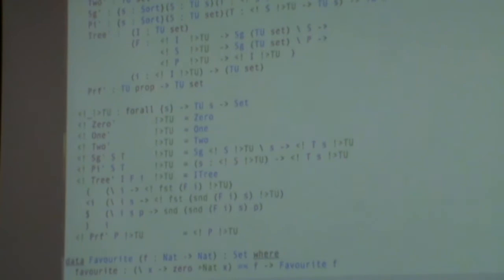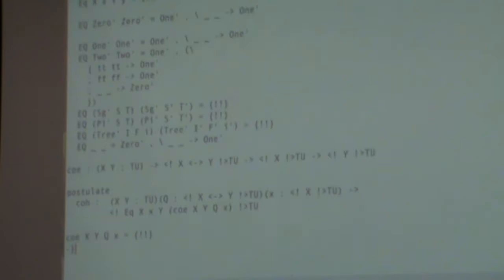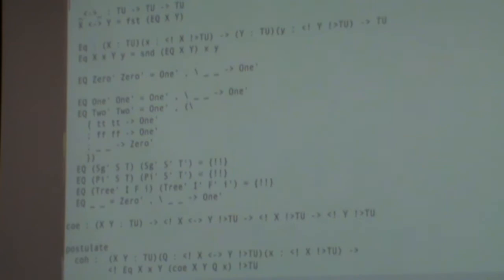So now we have a set language that has all the features we found before, and a prop language that only has 0, 1, Sigma and Pi. So now I want to build the equality machinery, and what will that consist of?